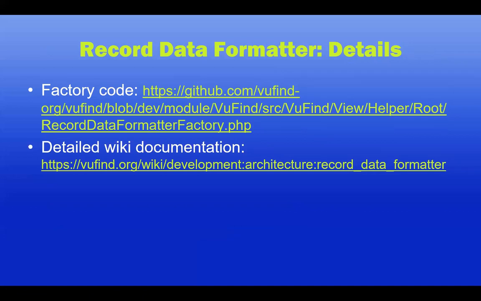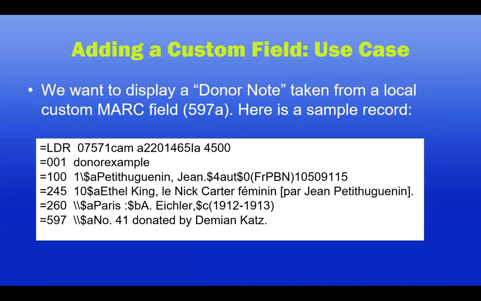But in the interest of demonstrating this while keeping things simple, I'm now going to dive into a demo of how to use the record data formatter and record drivers to add a custom field to VuFind. So the use case for this demo is that we have a local note field, in this example, 597A, which contains a note about a donor. And we just want to create a donor note field in VuFind that shows the contents of this MARC field.